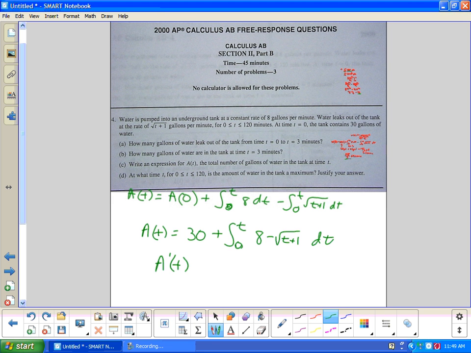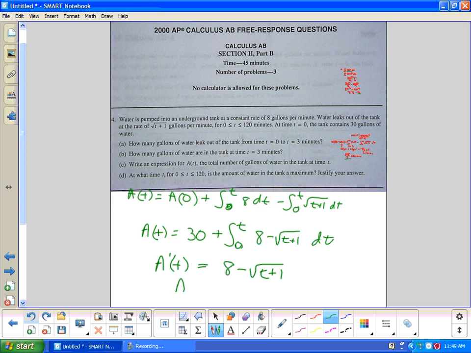Derivative of the 30 is 0. I'm not even going to write it. And the derivative of the integral is not 0, remember? It's already the antiderivative of this, so it's just this, and then the derivative of t is 1, but I won't write that, okay? So that is the derivative. So now I've got to find the critical points.